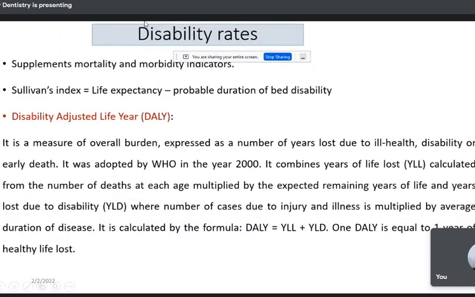The other is the disability rate. That will supplement the mortality and morbidity indicators. Here we have something called the Sullivan index. In the Sullivan index, the formula is life expectancy, meaning how many years a person is expected to survive, minus the probable duration of bed disability, that is, for how long he was disabled in bed. That is called Sullivan's index. The other is disability adjusted life year, called DALY. And you can get it in the MCQs also.